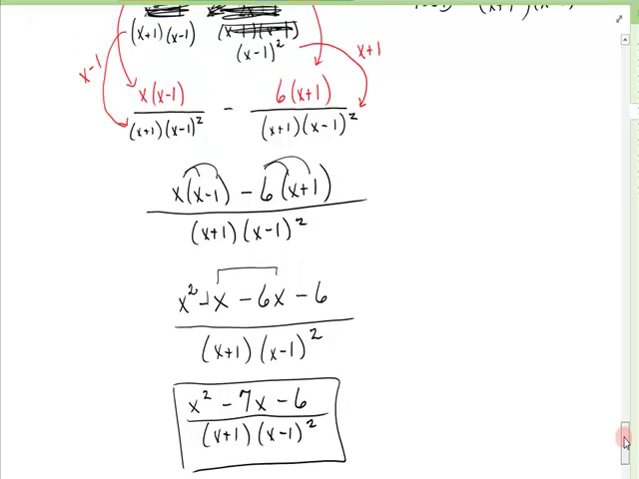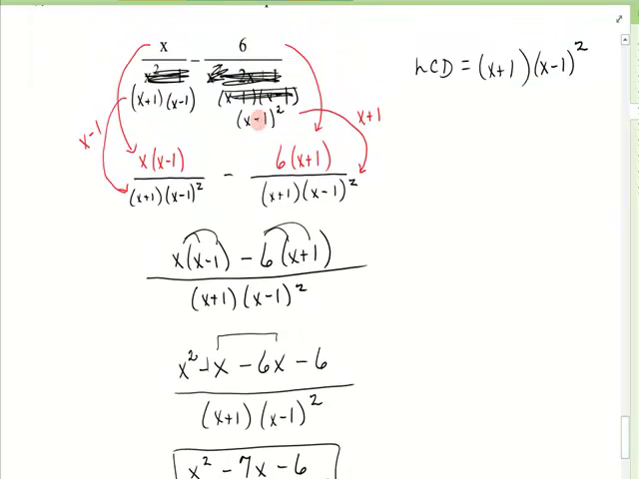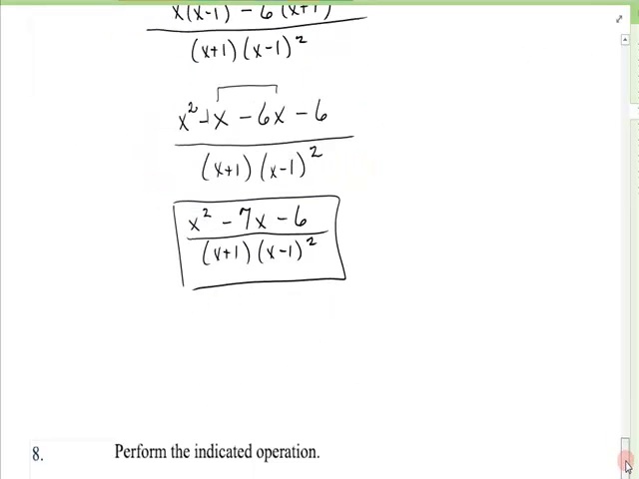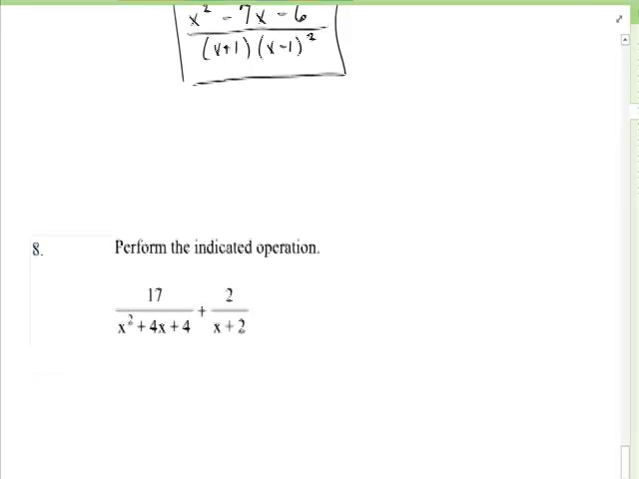So many steps. Factor the denominators, create the least common denominator, put it in both of them, find out the new factor, put it all together over one denominator, multiply if you need to, combine like terms if you need to, check to see if you can factor. Okay, I think we have one more.